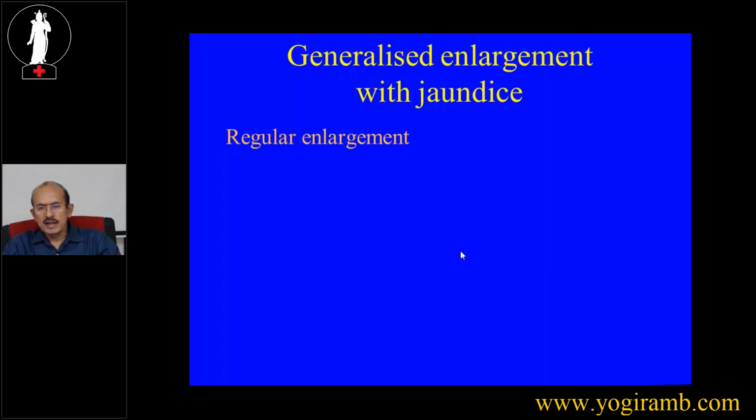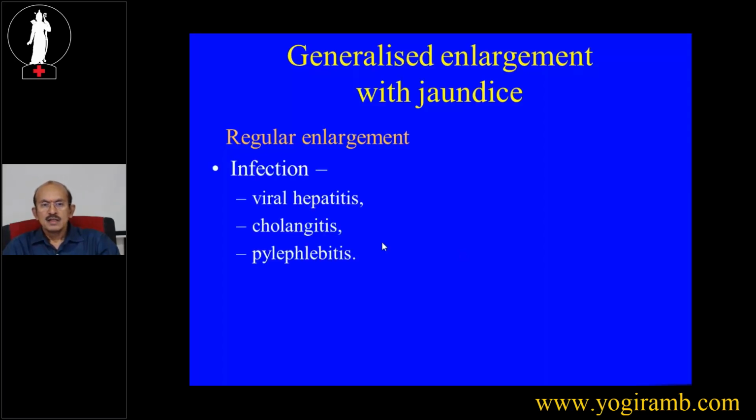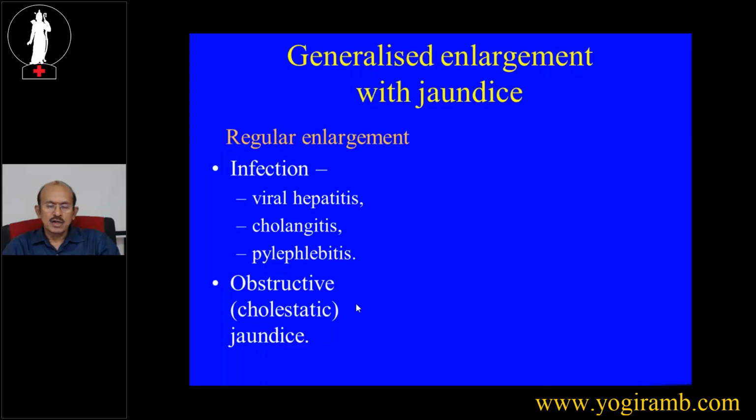Hepatitis is actually a medical condition. Cholangitis. So viral hepatitis, cholangitis, pylephlebitis, they produce regular enlargement. The next is obstructive jaundice. Obstructive jaundice produces diffuse hepatomegaly, which is smooth in contour.